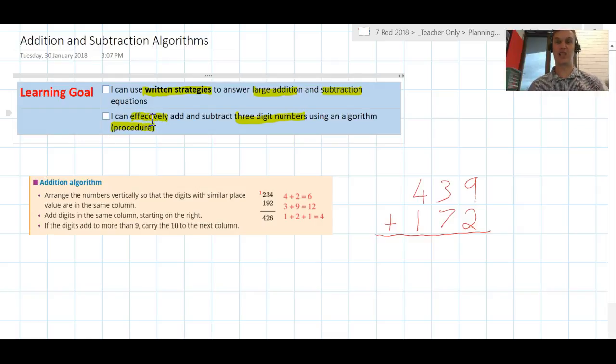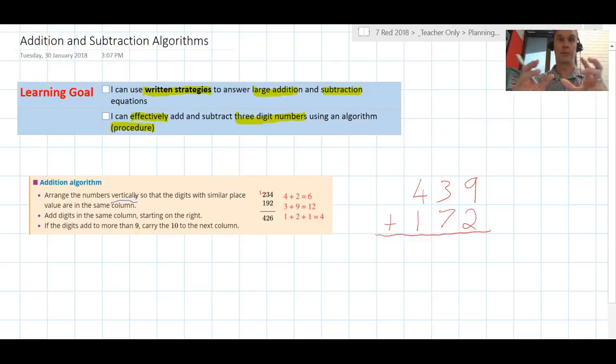So we're going to first look at the addition algorithm. You may have done this before, but we're just going to go over it again just to make sure that you're aware of the process. There are 3 steps when you're doing an addition algorithm. First off, you need to make sure you arrange the numbers vertically. I'm going to underline that, vertically so that the digits are in the same place value.